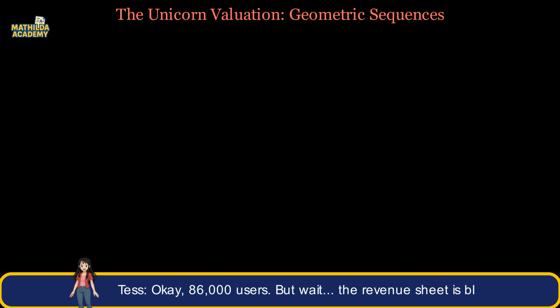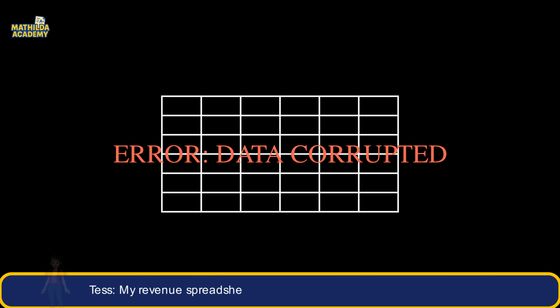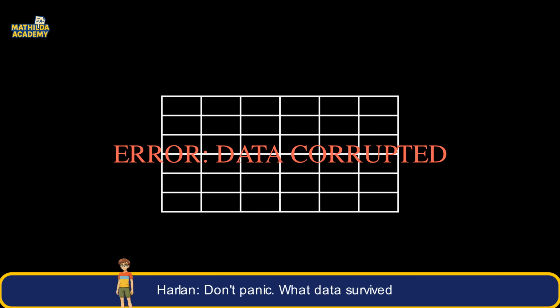Okay, 86,000 users. But wait, the revenue sheet is blank. Looks like we have some data recovery to do. My revenue spreadsheets, they're all corrupted. We have a pitch tomorrow. Don't panic. What data survived the crash?